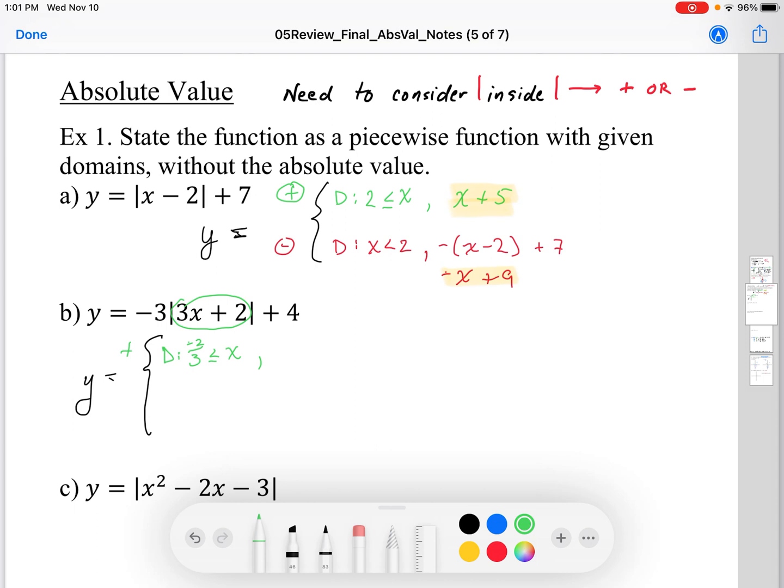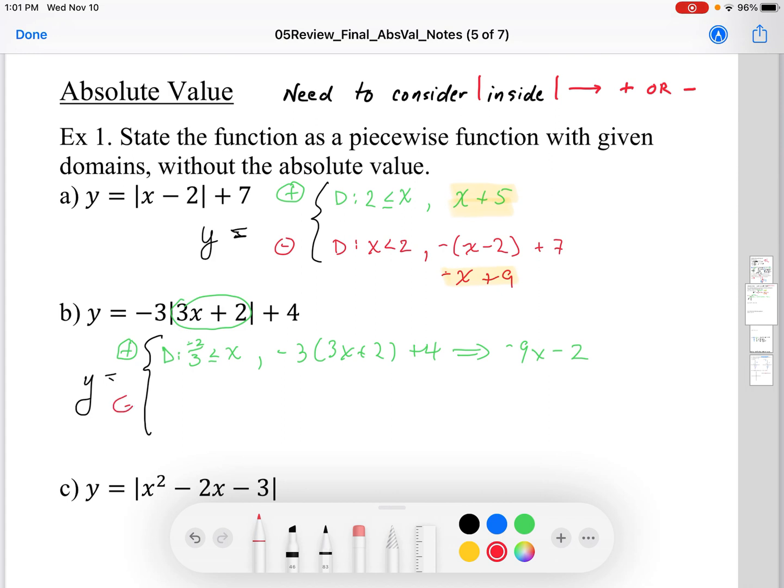Once I establish that, I can then take away the brackets. That 3x plus 2 can just stay the same, and plus 4. And simplified, that becomes negative 9x minus 6 plus 4, so minus 2. So that establishes the positive version of that when we start at negative 2/3 and go to the right.